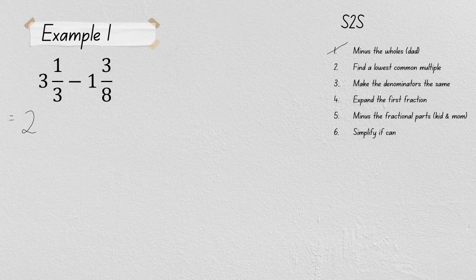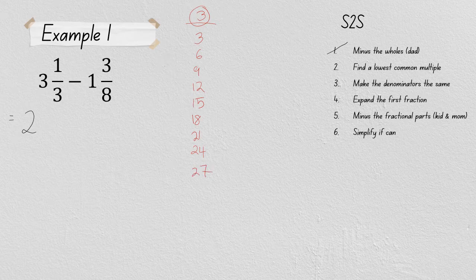So first thing first, let's just list out the multiples of 3. So we have 3, 6, 9. 4 times 3 is 12. 5 times 3 is 15. 6 times 3 is 18. 7 times 3 is 21. 8 times 3 is 24. 9 times 3 is 27. So let's just stop right there.